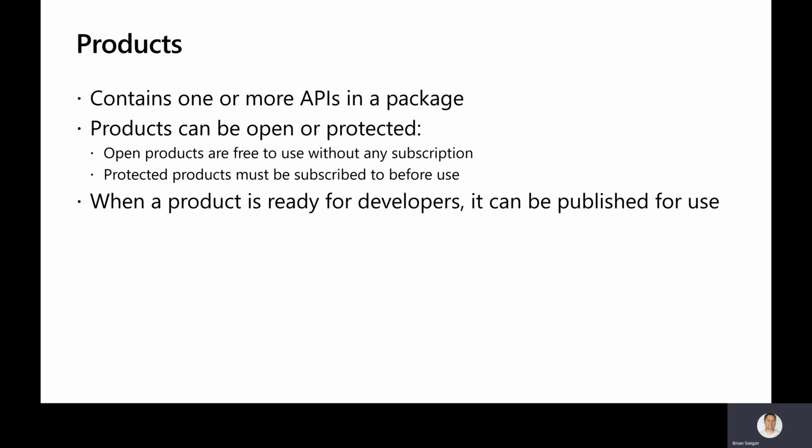So understanding products, again, that they contain one or more APIs in a package. They can be open or protected. So you may have a particular API that you want to monetize. We may want to create a product out of the monetized API, where we have maybe internal APIs or other APIs that we have exposed that we don't want to monetize. Those could be separate products, essentially.